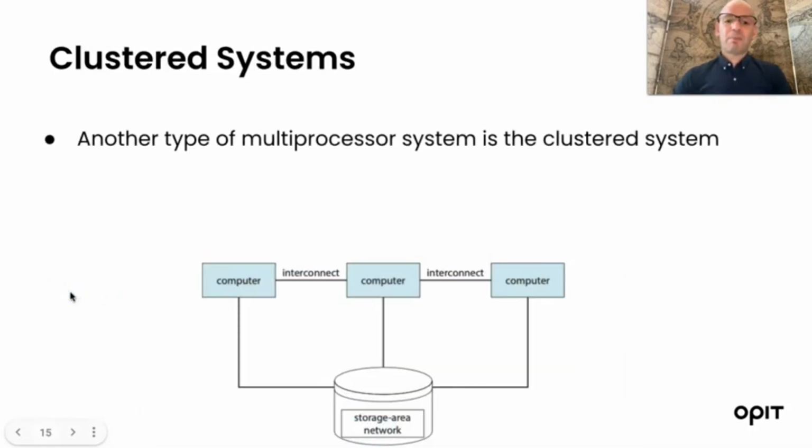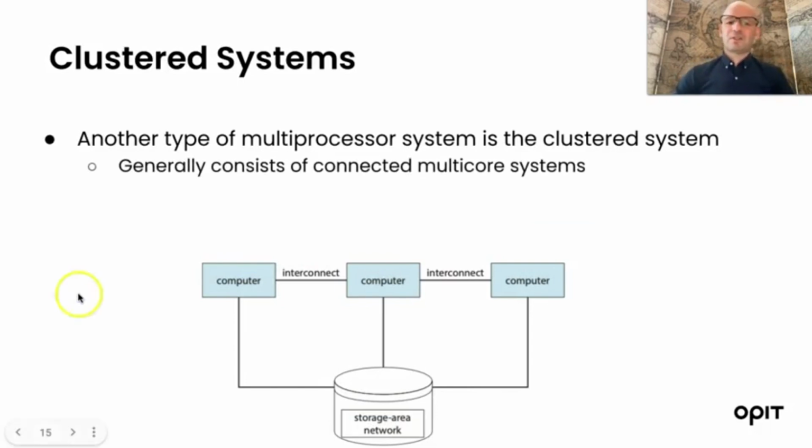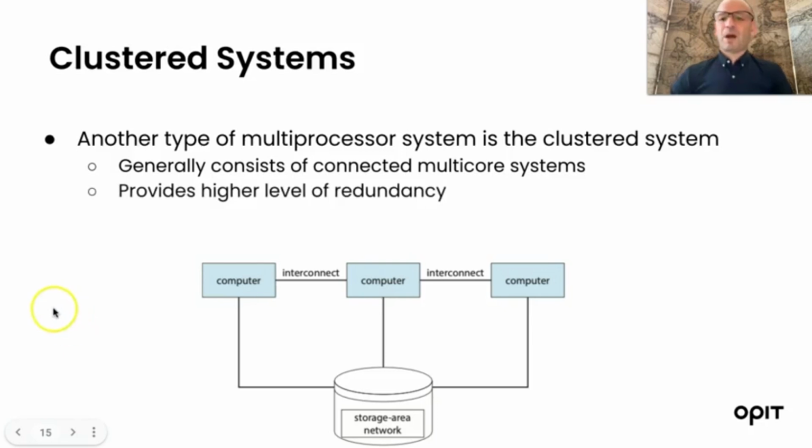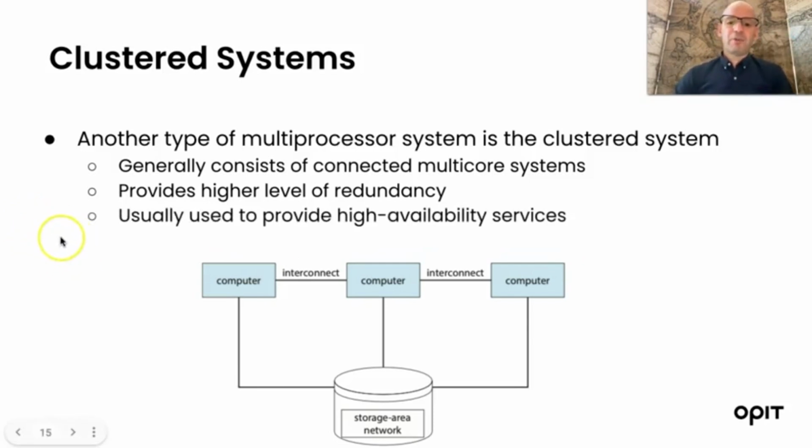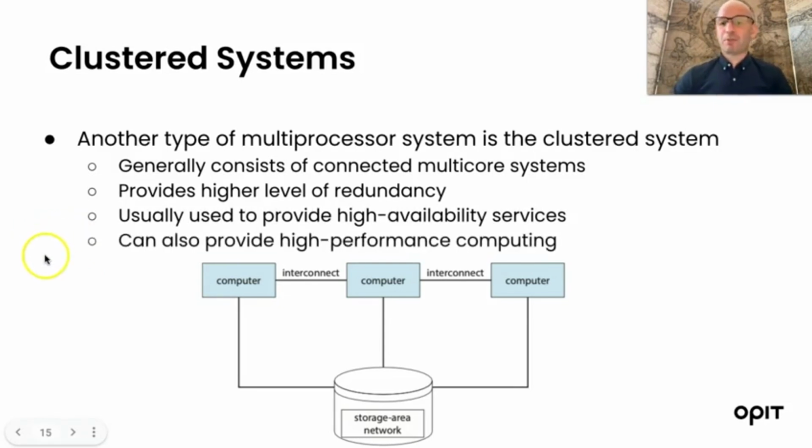Clustered systems. Another type of multiprocessor system is the clustered system. This generally consists of connected multi-core systems, and it provides a high level of redundancy. In instances where we can't have any downtime, where we need 24/7 uptime, 365 days a year, we might want a clustered system to ensure that that is what actually occurs. It's usually used to provide high availability, but it can also provide high performance computing as well. So two reasons to use clustered systems.